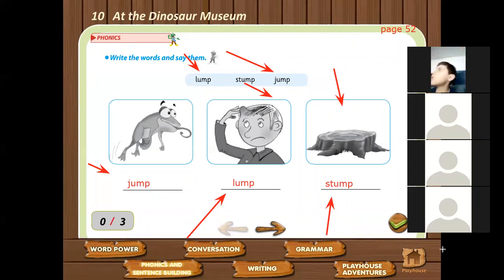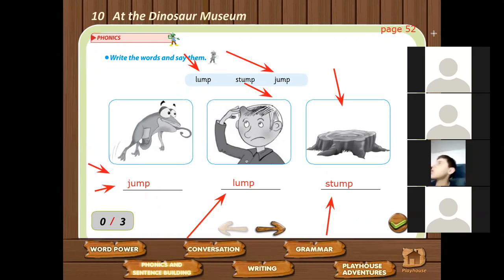Okay, let's go for Dima. Yalla Dima, read the words again. Jump, lamp, stamp. Excellent, great. Yalla Hisham, read the words. Yes, teacher. Number one. Jump, lamp, stop. Excellent, great. Let's go for Ritan.